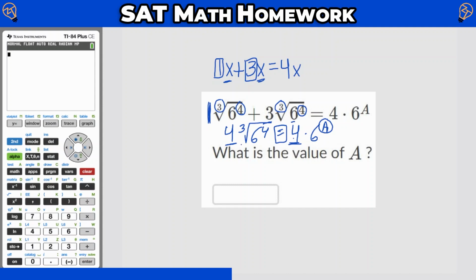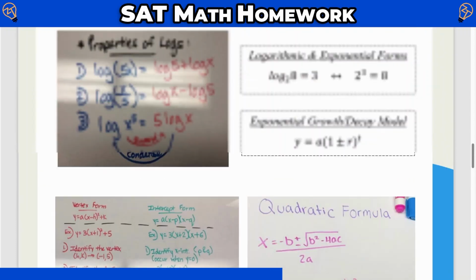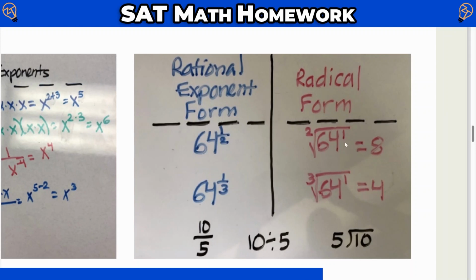This left side here is written in what we call radical form. We need to turn it into rational exponent form. So notice if we go to page 34, which is side 3 of our math reference document, we see the difference between those two forms. And remember, you're essentially reading radical form. To make it rational exponent form, you basically read it from right to left.